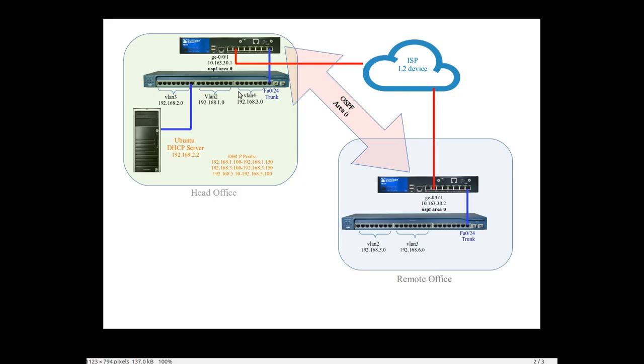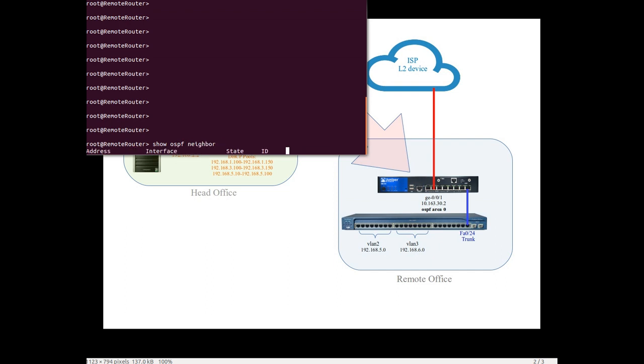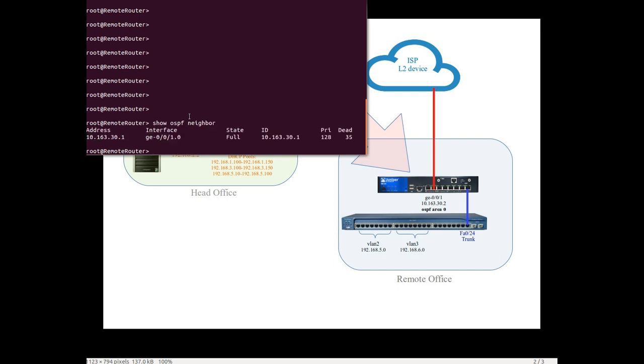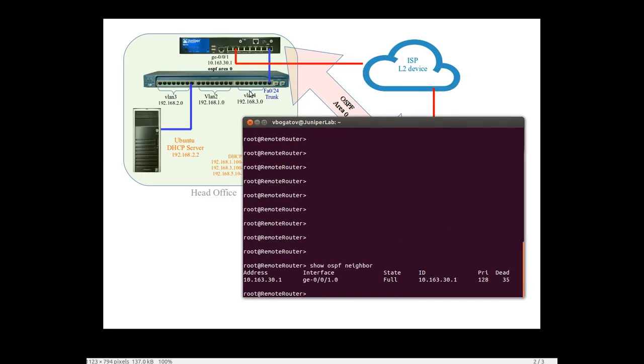And at the end of our video, I want to show you some commands you can use for troubleshooting. This is show OSPF neighbor. Here we go. This is our OSPF neighbor at the head office. This is our Juniper SRX device.